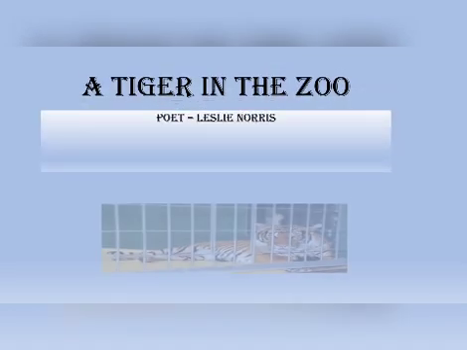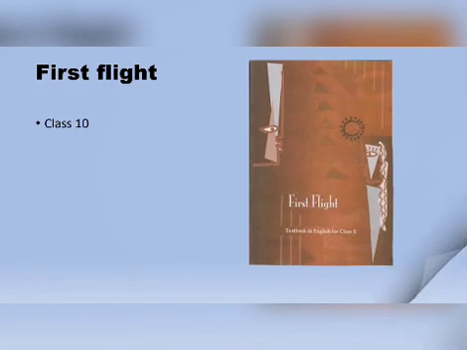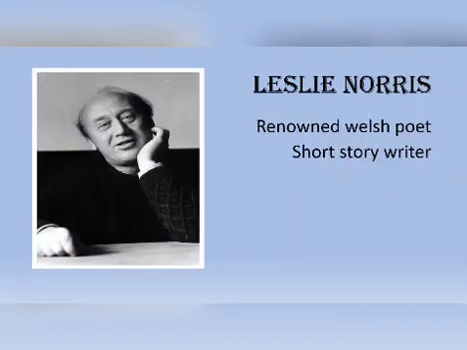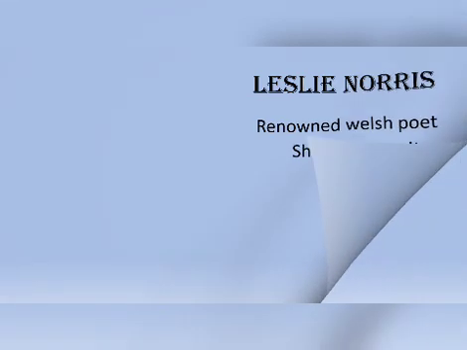The poem A Tiger in the Zoo is the third poem from the book First Flight from Standard 10. The poem is written by George Leslie Norris. He was a prize-winning Welsh poet and short story writer. He is considered as one of the most important Welsh writers of the post-war period.